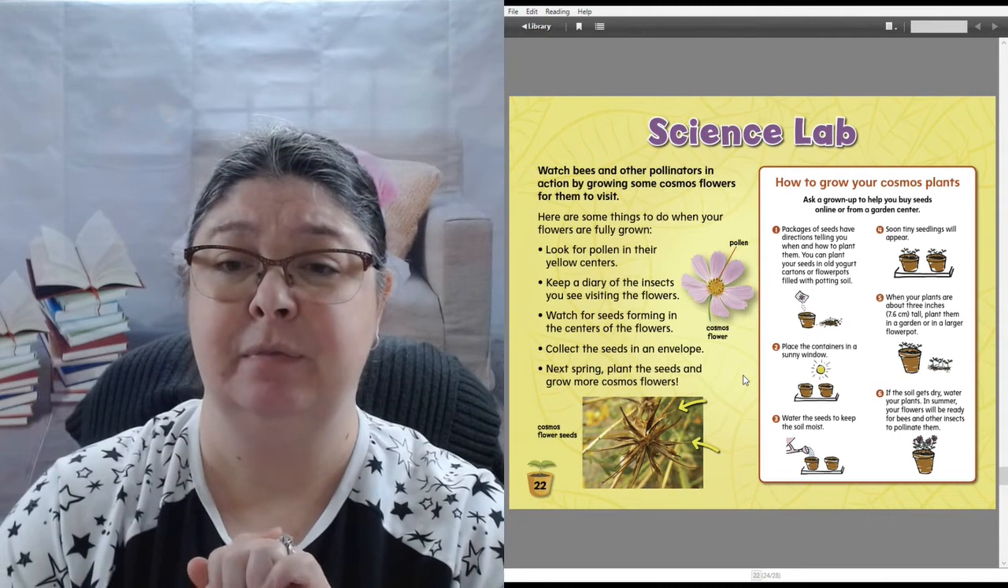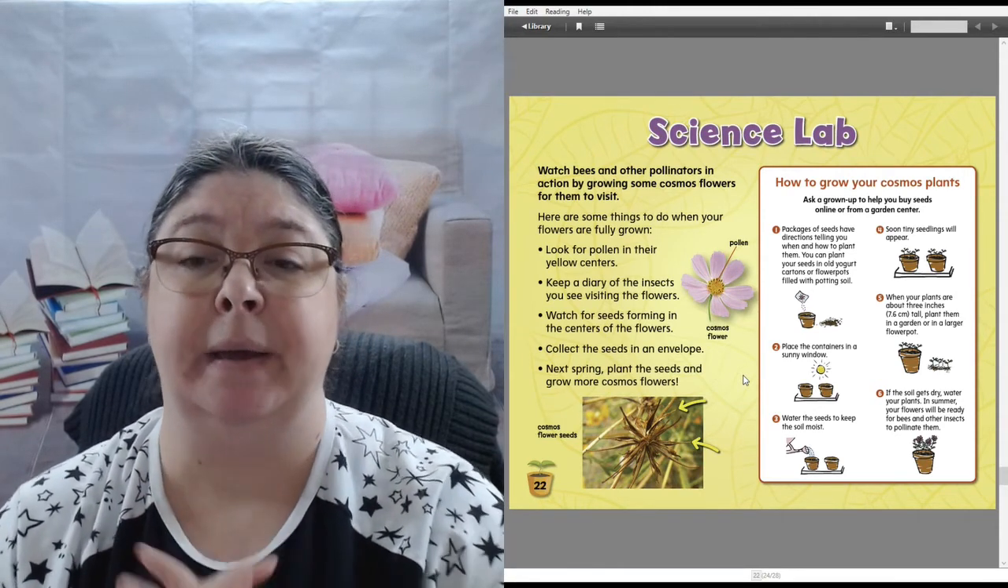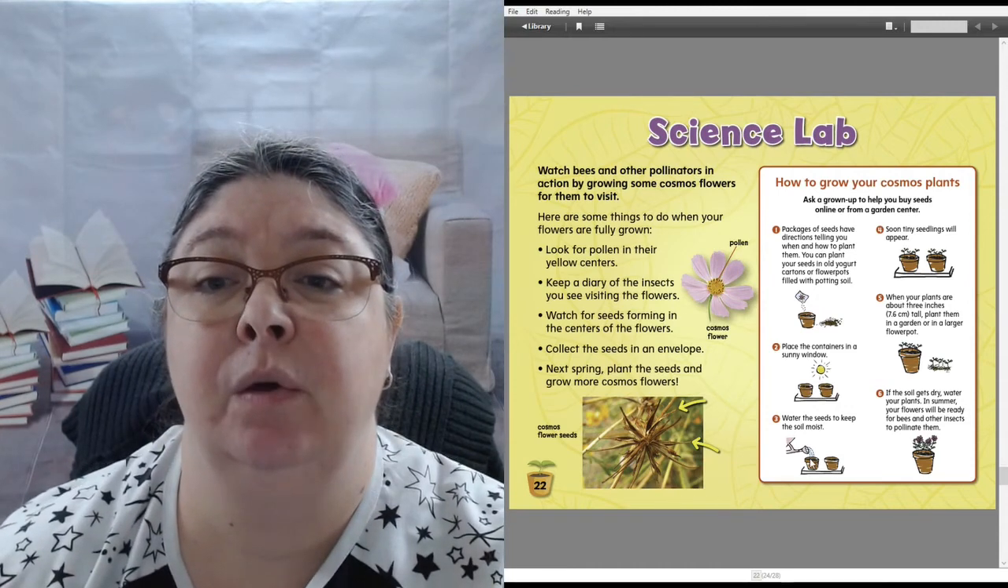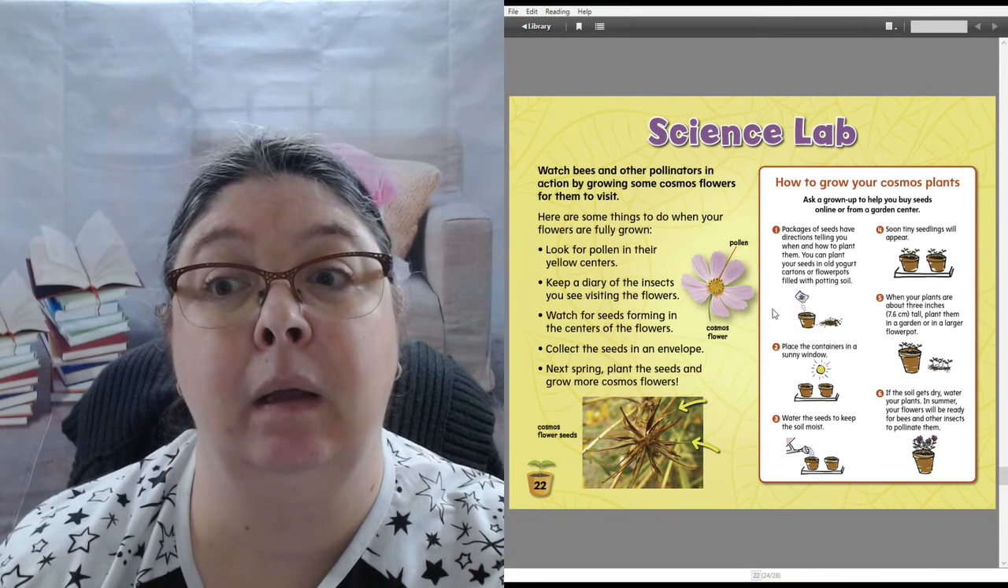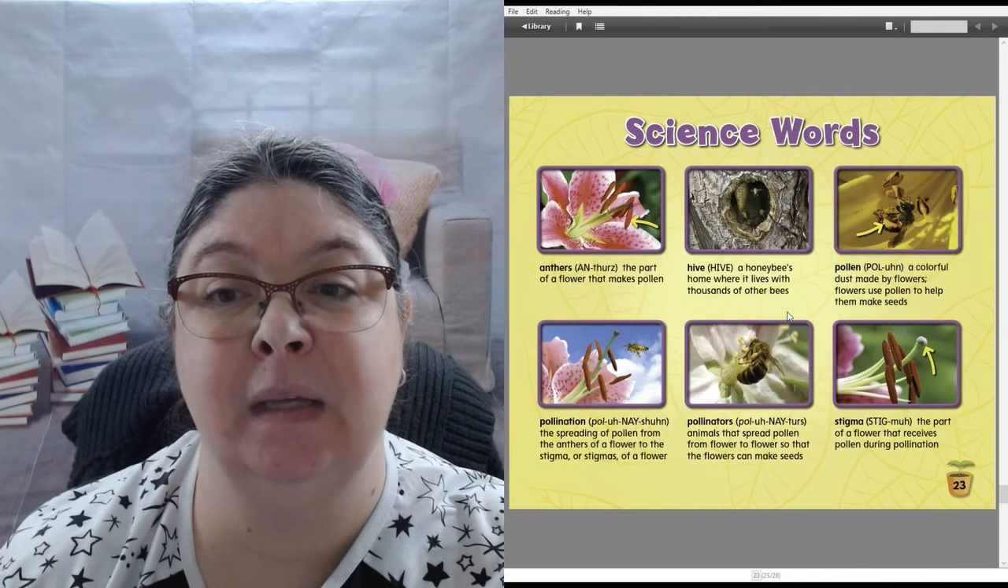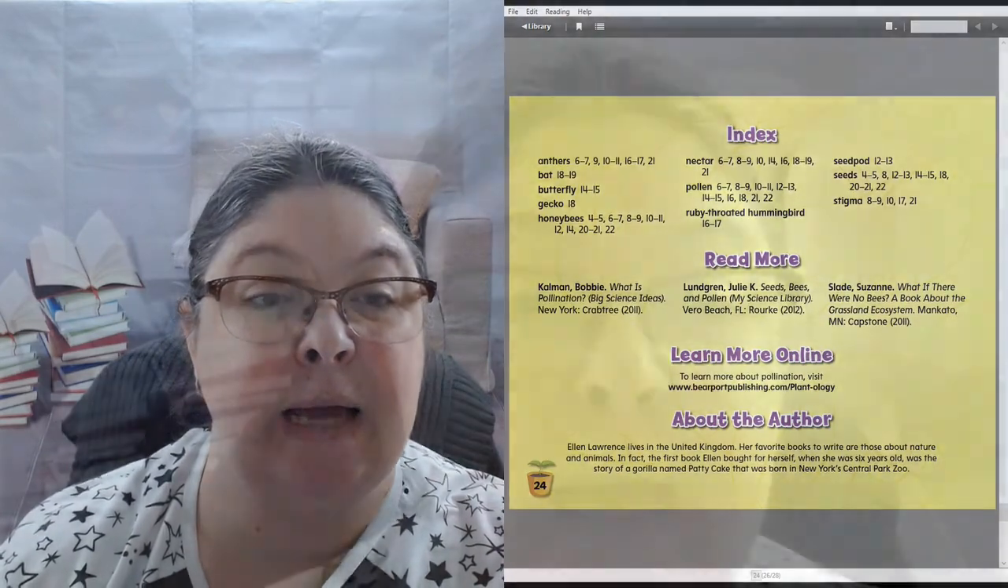Seeds are not too expensive. You can get them. These are called cosmos. A very pretty flower. You can grow them and then harvest the seeds and then grow more next year. And those are the science words that we learned. And that is the end of our book.